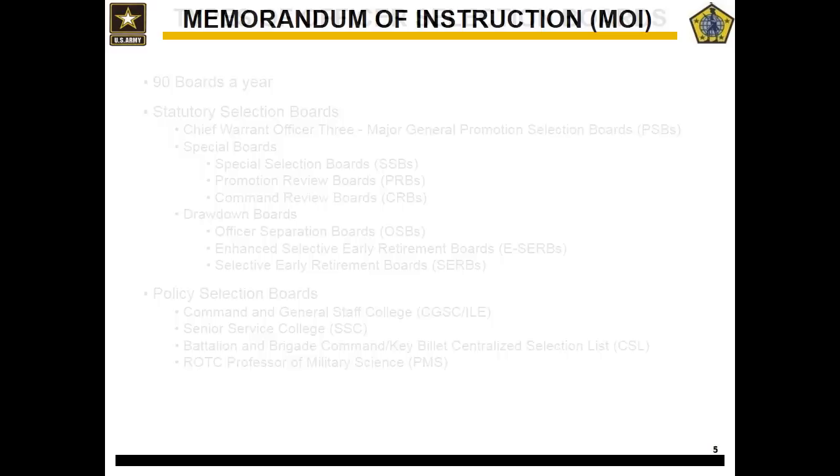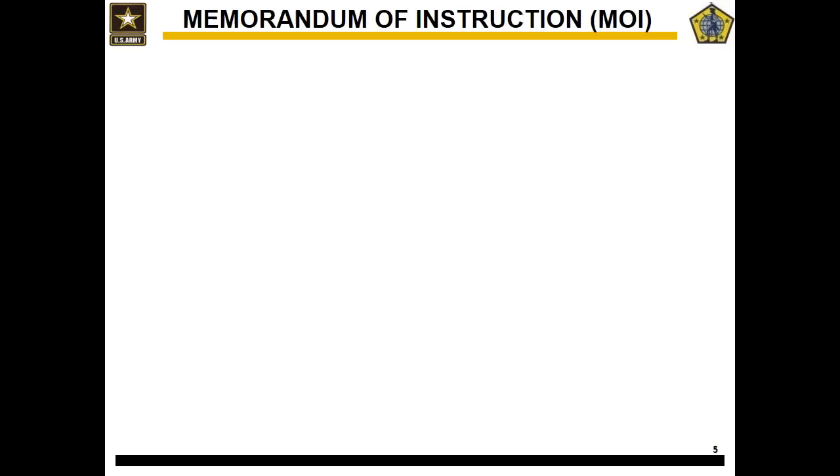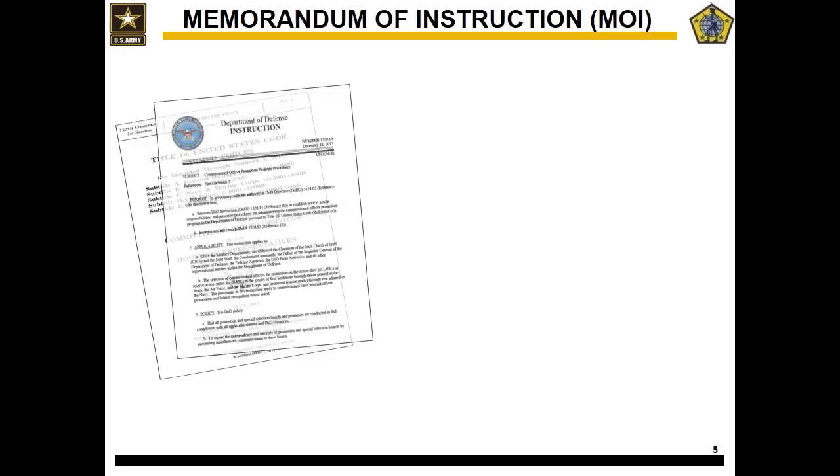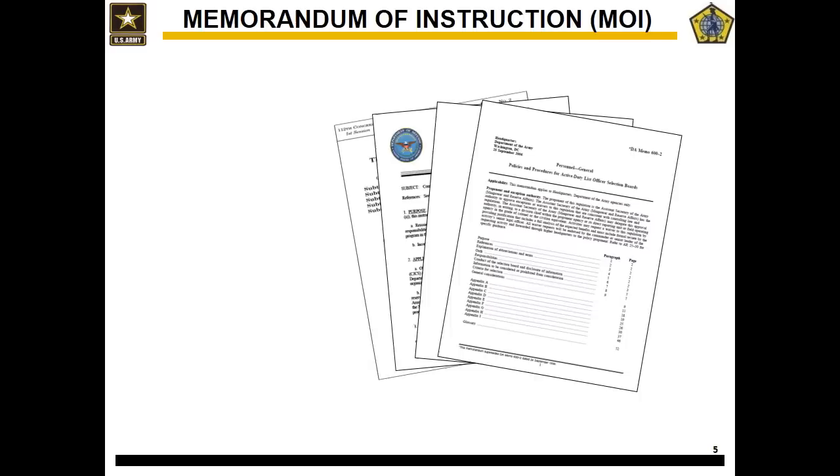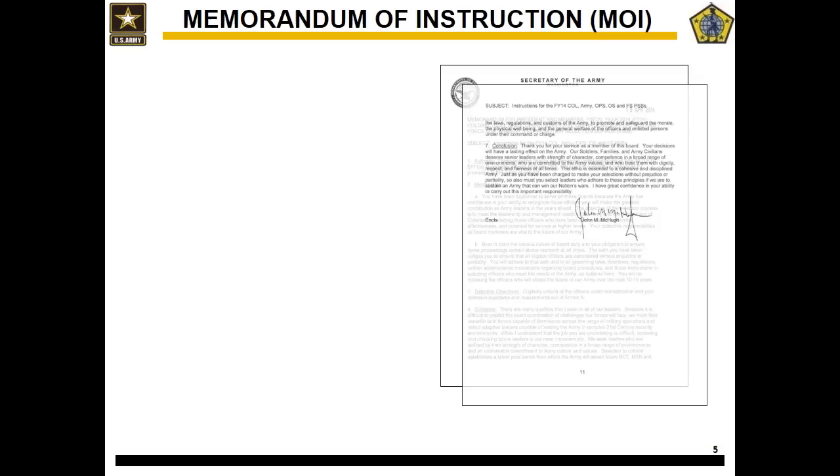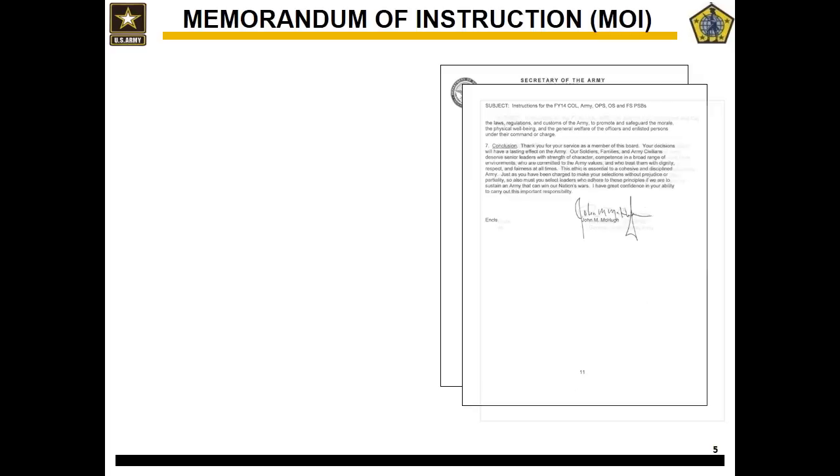As stated earlier, the board receives its guidance in the form of the Memorandum of Instruction, or MOI. The MOI's framework is a synthesis and interpretation of multiple inputs including U.S. law, DoD policy, Army regulation, and current senior Army leadership guidance. Its content may vary as the Army's structure, strategy, procedures, and demands continuously evolve. The MOI is personally signed by the authority for the board. This is the Secretary of the Army for Promotion, Drawdown, and Senior Service College Boards, or the Chief of Staff of the Army for CSL and CGSC boards.